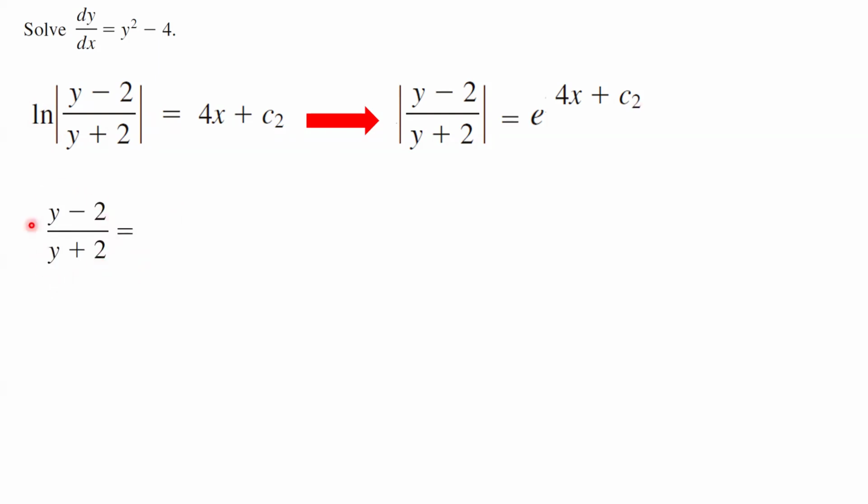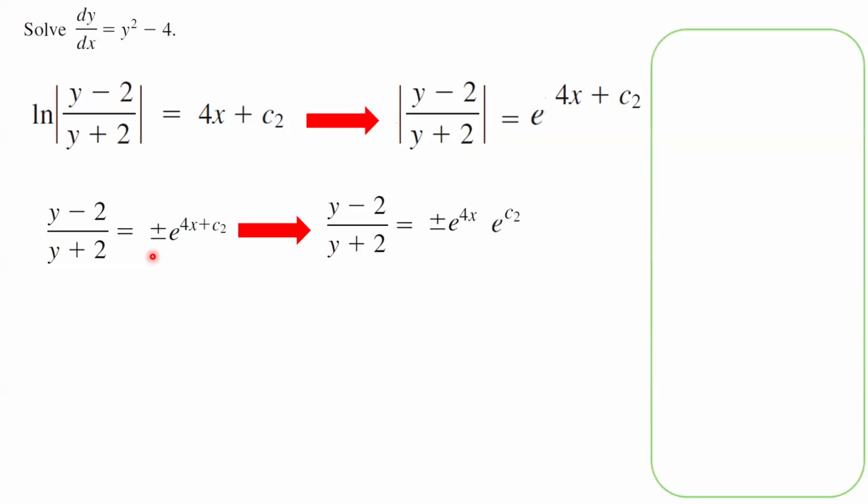You can get rid of the absolute value. You get y minus 2 divided by y plus 2. On the right-hand side, you get plus minus e to power 4x plus c2, which in turn can be written as plus minus e to power 4x times e to power c2. Now the question is, how do you isolate your y?